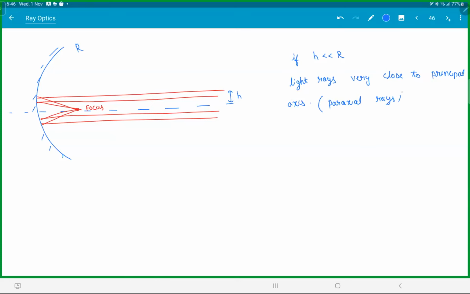How small are we talking about? Let's say, for example, h is 1 millimeter and the radius is maybe 10 centimeters. Something like 3 to 4% error is acceptable, right? Then we can assume all these paraxial rays meet at the same point. There is still an error, a negligible error.